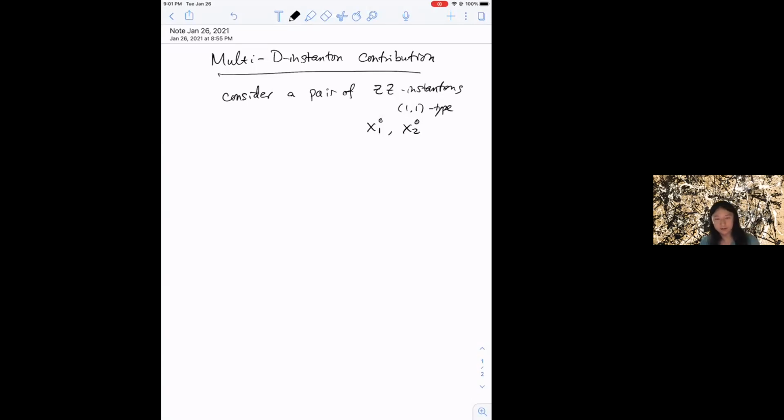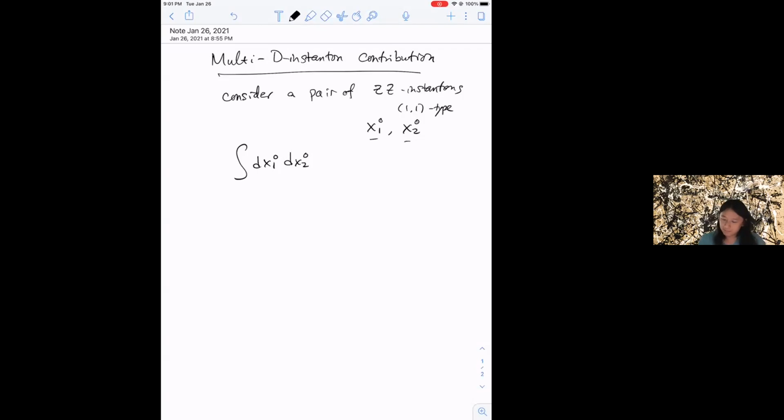These two ZZ instantons have two moduli. You might expect that there's an integration over the moduli space, which is parameterized by these two coordinates of the ZZ instantons. So it will be dx1, 0, dx2, 0, the time coordinates.